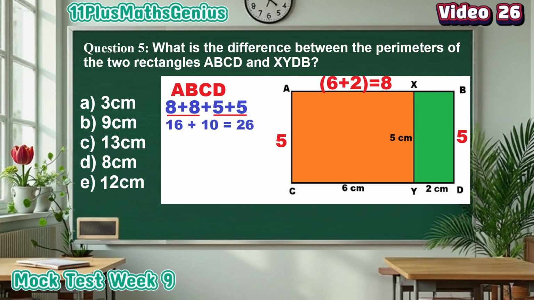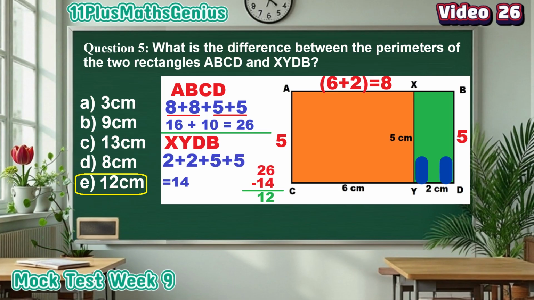So we add them all together to find the perimeter. So, 8 plus 8 plus 5 plus 5. Let's do them separately. 8 plus 8 is 16, 5 plus 5 is 10, and 16 plus 10 will give us 26. And that's the perimeter of rectangle ABCD. But we need to find the difference. So we also have to find out the perimeter of the green rectangle called XYDB.